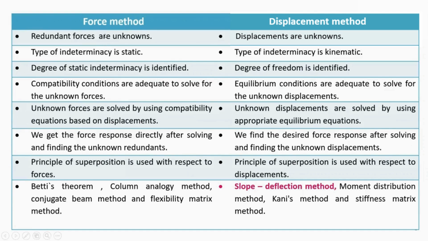So coming to the first, the unknowns are redundant forces in force method, whereas the unknowns are displacements in displacement method. So the type of indeterminacy is static in force method, it is kinematic in displacement method. Firstly, you're going to identify the degree of static indeterminacy in force method, whereas in displacement method, the degree of freedom is identified. In the force method, the compatibility conditions are adequate to solve the unknown forces, and these compatibility equations are based on displacements.